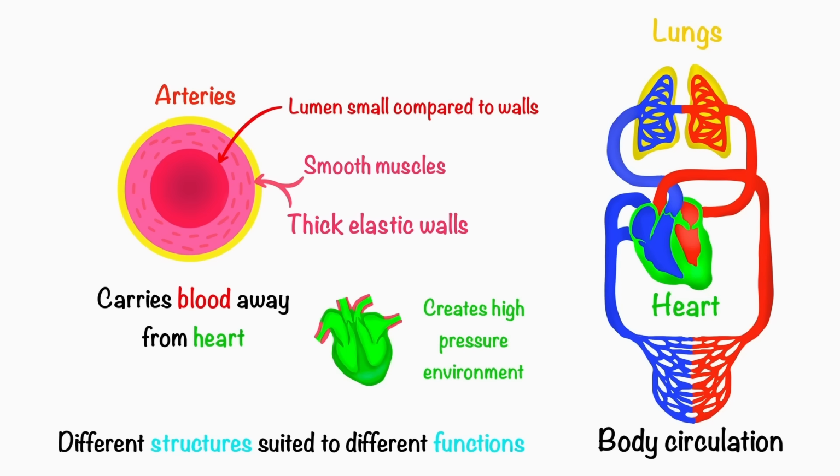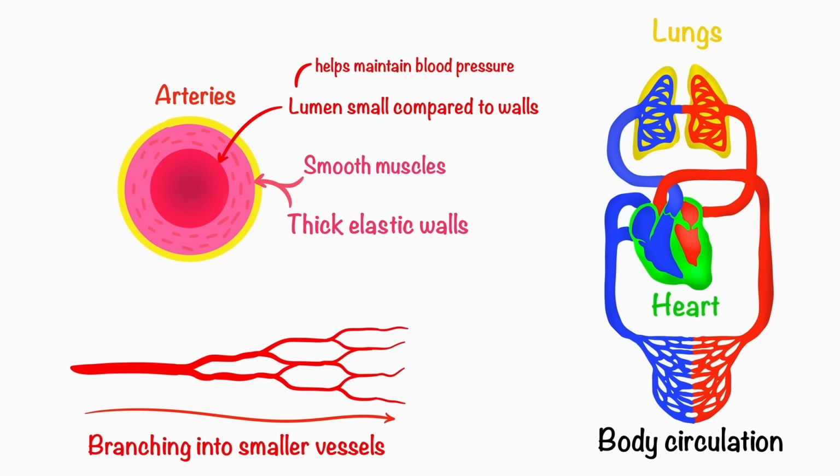The central channel through which blood flows, called the lumen, is relatively small compared to the thickness of the arterial wall. This helps maintain the high pressure needed to push blood throughout the body. As arteries move further from the heart, they branch into progressively smaller vessels.